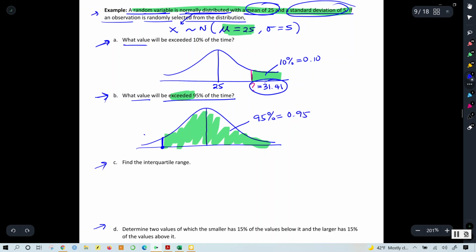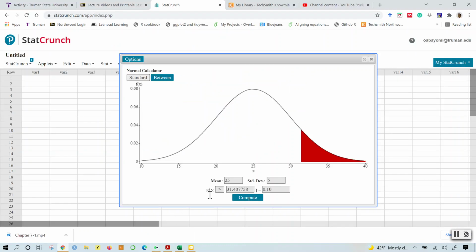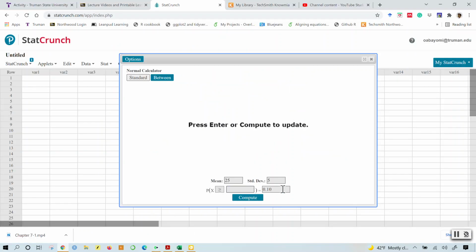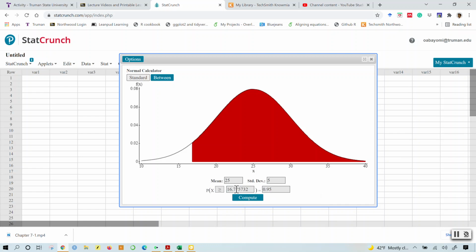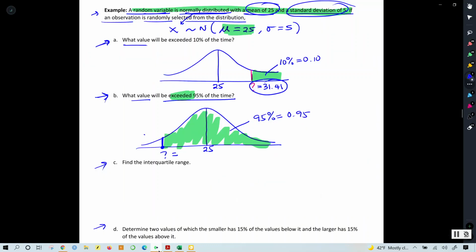So we want this unknown number. So what would that number be? The mean, of course, is still 25. So in the same context of this problem, all I need to do, similar to what we did earlier, is delete this and alter this, make it 0.95 and compute. This is 16.78. So this is equal to 16.78.